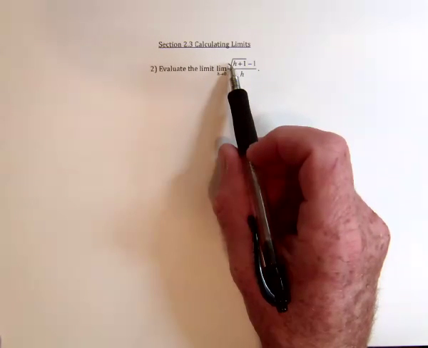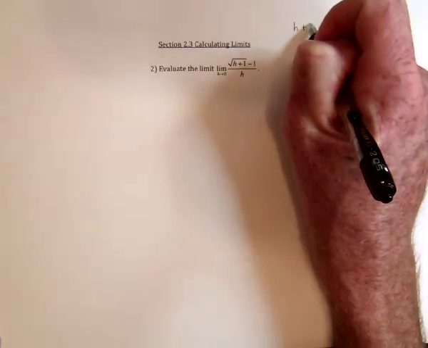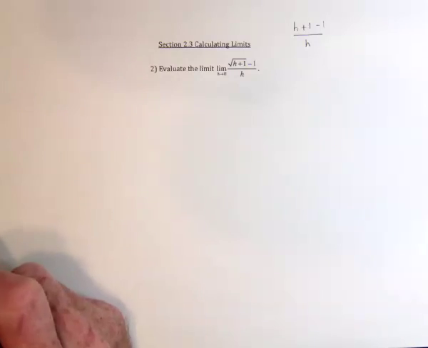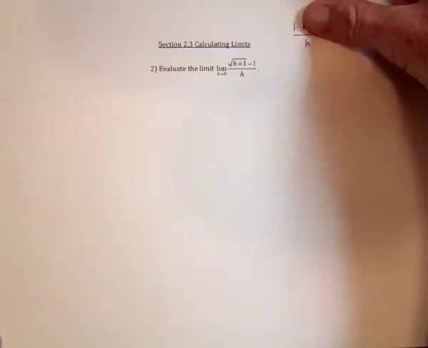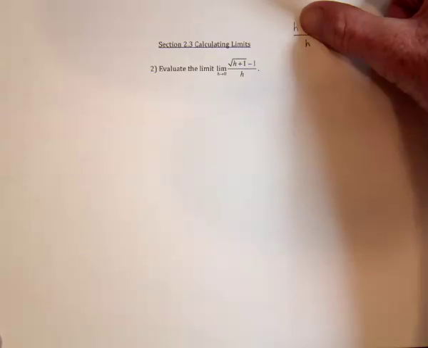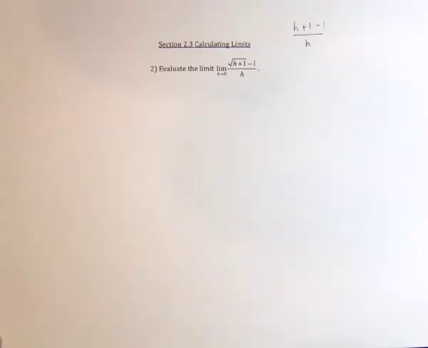Well, if we didn't have this radical, and we had just h plus 1 minus 1 divided by h, then the 1's could cancel, and once the 1's cancel, we would have h divided by h, which is equal to 1. So in other words, we could get the problem, which is that h in the denominator, to cancel. So how can we get rid of the square root?